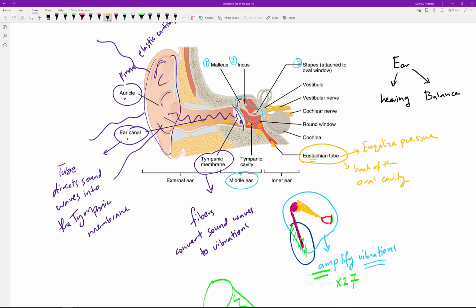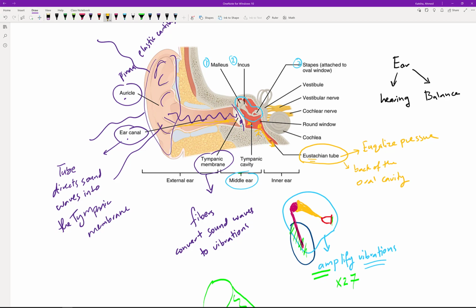So think, for example, when you go up in the airplane, you swallow to open up this tunnel to allow some air to go inside and therefore to equalize the pressure. That is the air bubble. So that is the function of this eustachian tube.